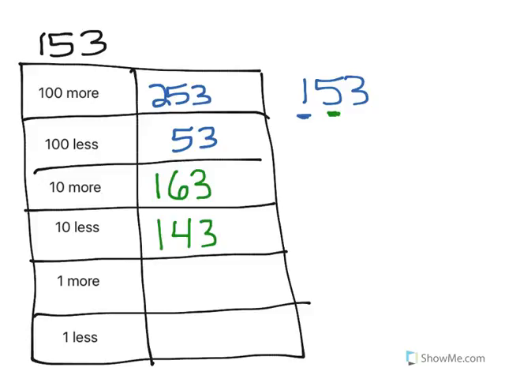For 1 more and 1 less, we're looking at our ones place, and our ones place has a 3. 1 more than 3 is 4. So 1 more than 153 is 154. We're looking at the ones place still for 1 less. So 1 less than 3 is 2. So 1 less than 153 is 152.